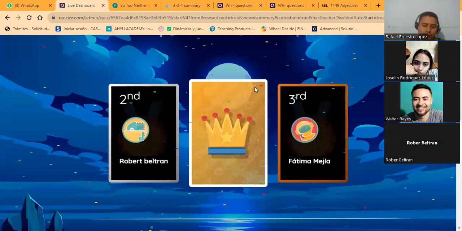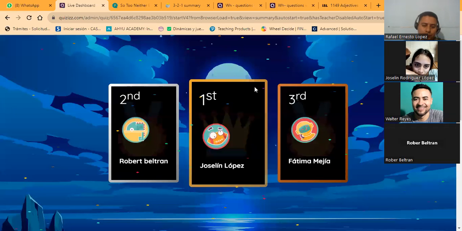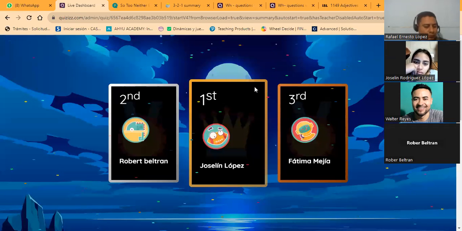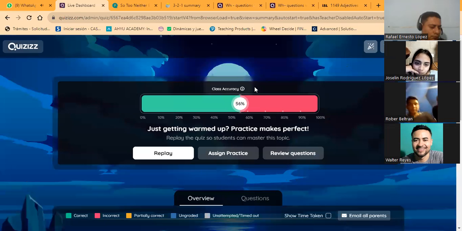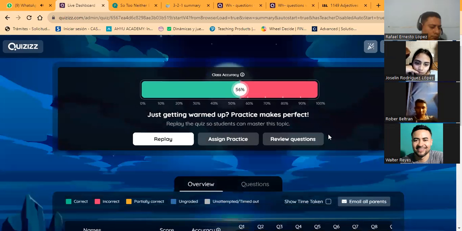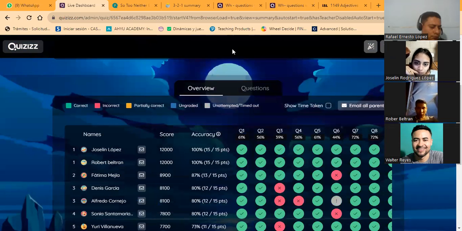Our class got an average of, let's see, well, first place Jocelyn, second place Robert Bertrand, third place Fatima Mejia. So these are the students who were able to get higher scores. So once again, don't think we didn't do good, at the end it's only practice. Oh man, I see people who got 10, perfect score. At the end, our score is not perfect as a class, because we didn't finish the test, right? But still, you see, Jocelyn, perfect score. Robert, perfect score. Congratulations to you too.